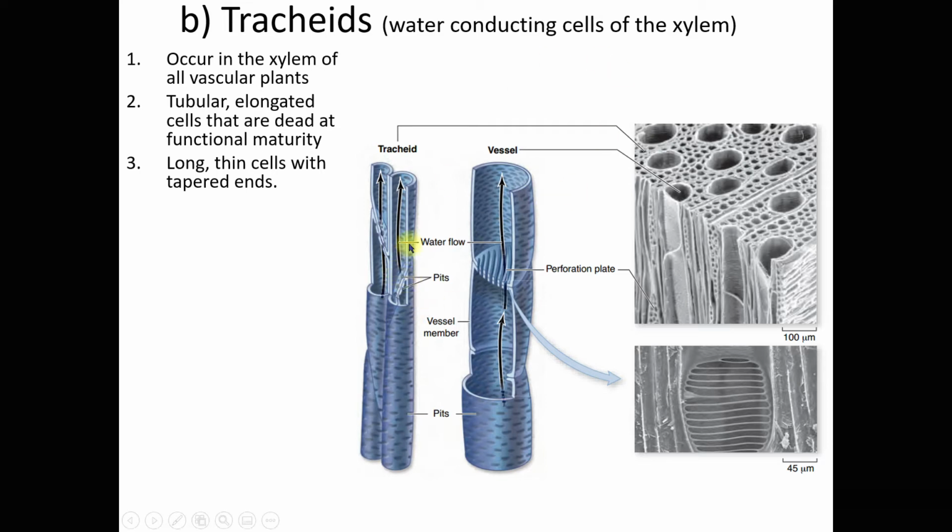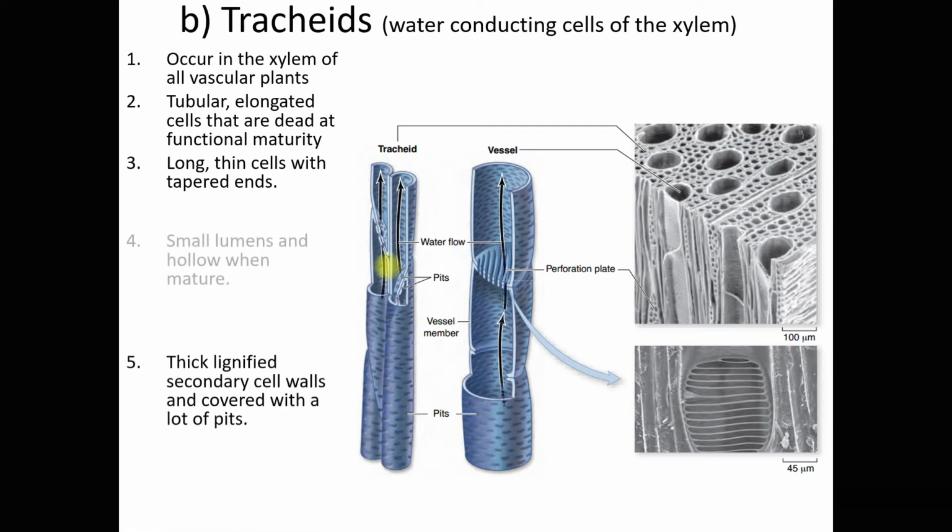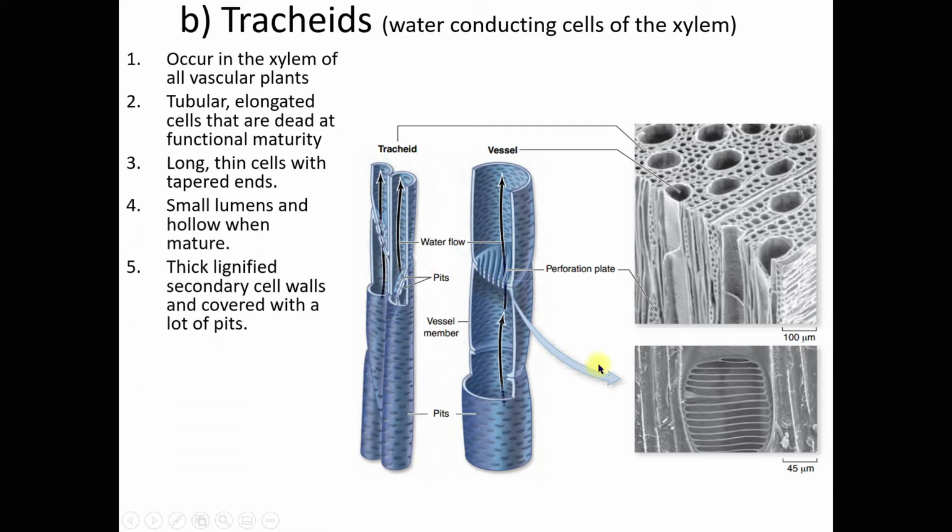Okay, so you can see the end of these tracheids is very tapered, right? Compared with this vessel element, their end is not as tapered compared with the tracheid. And then tracheid has small lumens, and hollow when matured. Thick lignified secondary cell walls and covered with lots of pits. Okay, nampak banyak pits ni.